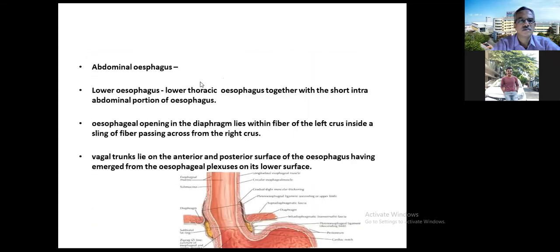Finally, the abdominal esophagus, which includes the lower thoracic esophagus with a short intra-abdominal portion of esophagus. The esophageal opening in the diaphragm is between the left crus of the diaphragmatic muscle fibers. Partly, a little sling of fibers of the right crus is being pierced. The vagal trunks lie on the anterior and posterior surface of the esophagus, which emerge from the esophageal plexus from its lower surface.